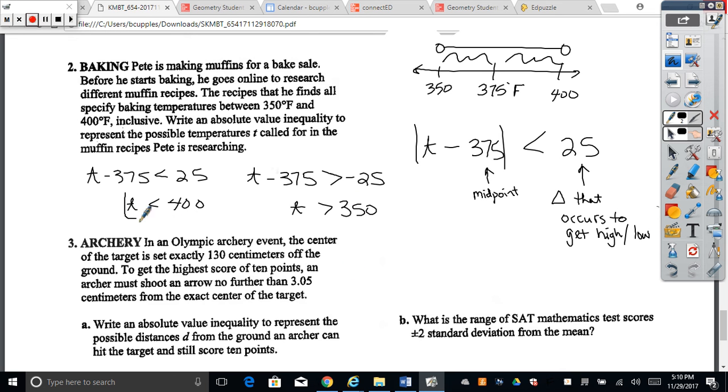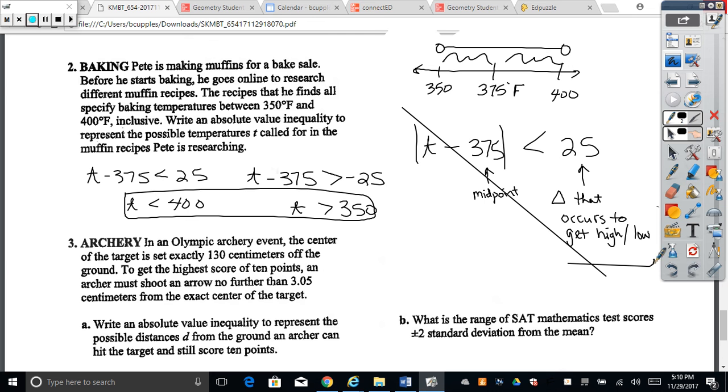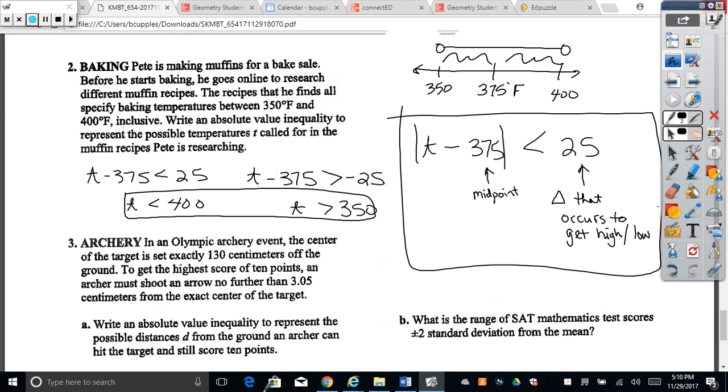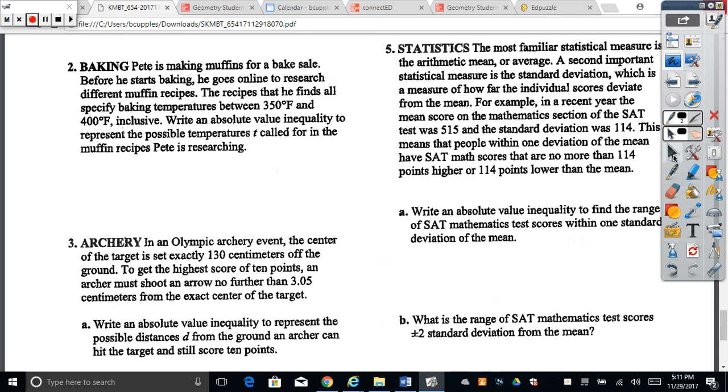And isn't this what we were looking for? The values between 350 and 400. Greater than 350, less than 400. Okay? So I realize that this setup right here is a little bit different, okay? But my hope is that if you use that understanding on the next couple, you're going to get it, okay? So if we take a look at the next one, let's see how this will play out on the next problem.